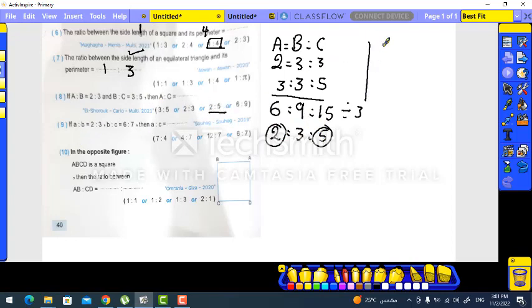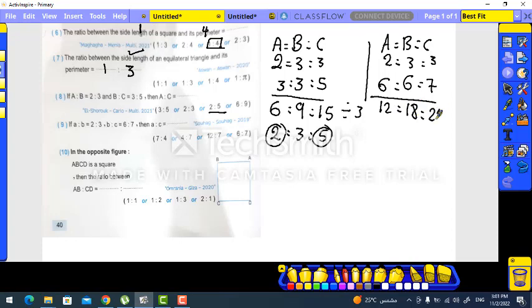ABC is the same. A, B, C. A to B 2 to 3, B to C 6 to 7. Okay, now B again give 6, C 3 and A 6. 2 times 6 12, 3 times 6 18, and 3 times 7 21. Divided by 3, it will be 4 to 6 to 7. So now A to C 4 to 7.